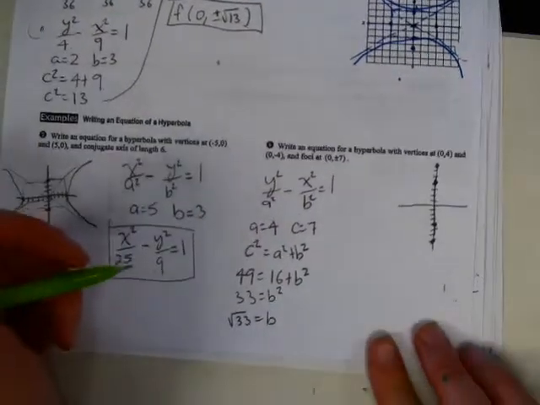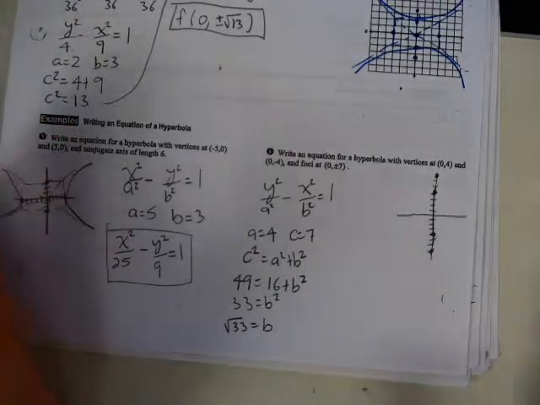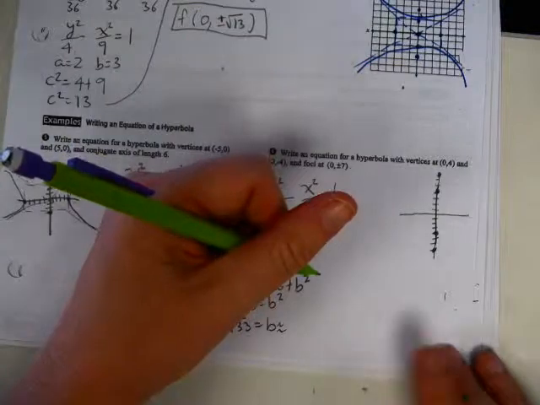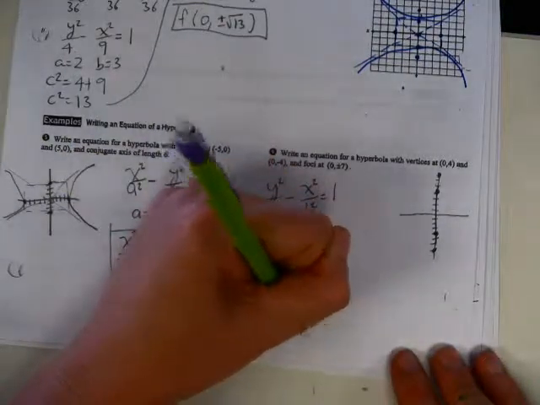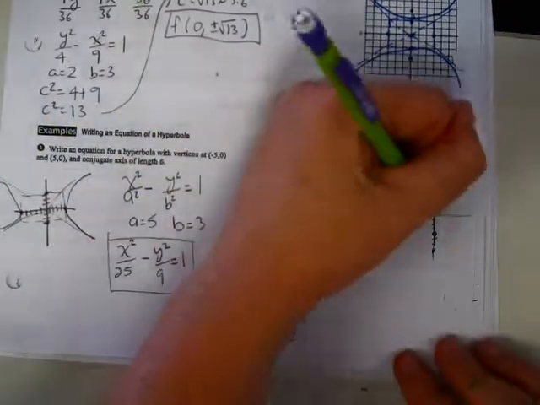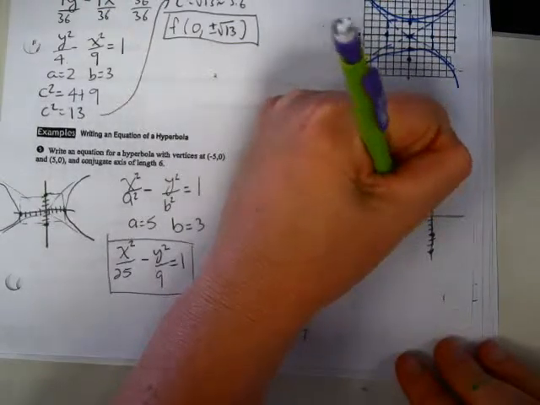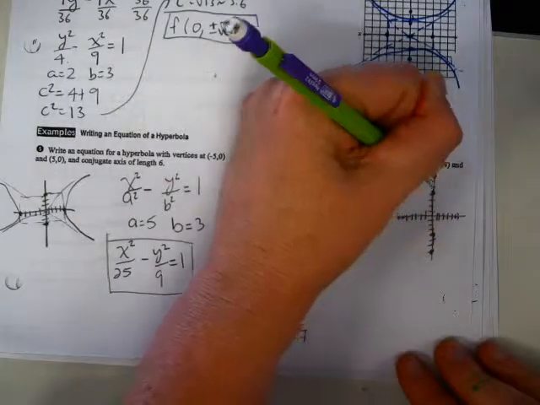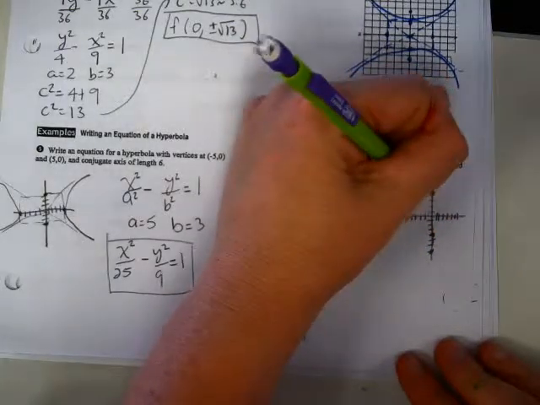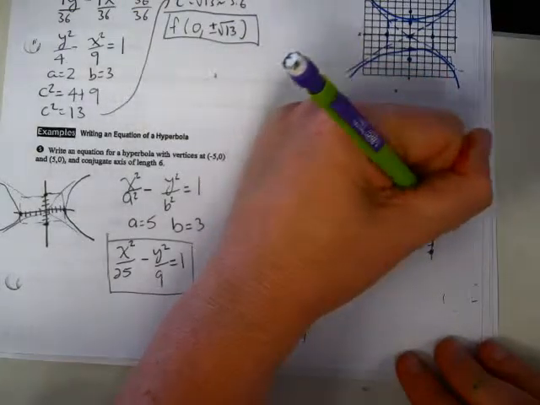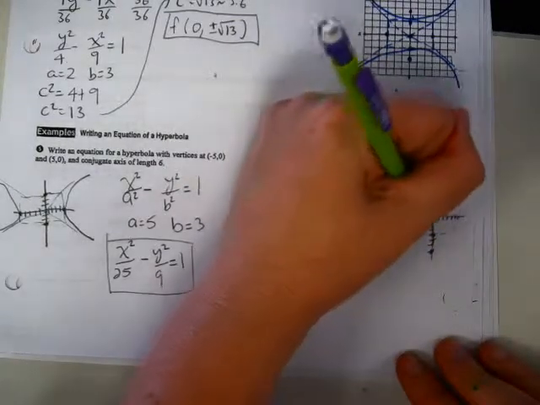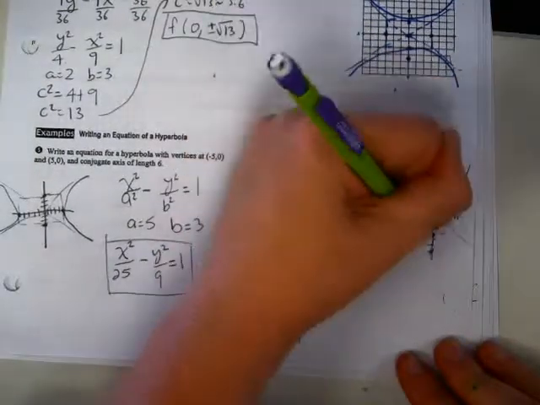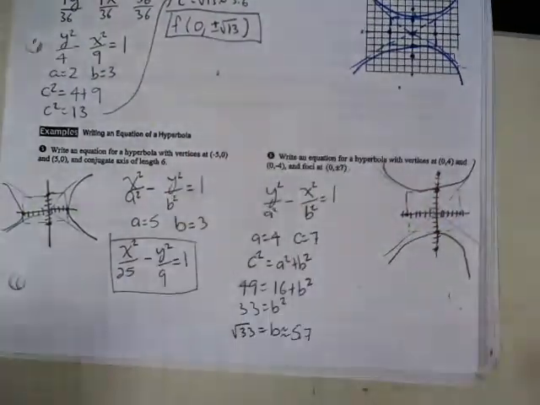And you don't have to graph it. I'm going to finish the graph. So that is about 5.7. So I'm going to go out 5.7. 1, 2, 3, 4, 5, 6. Okay. So now I have a little sketch.